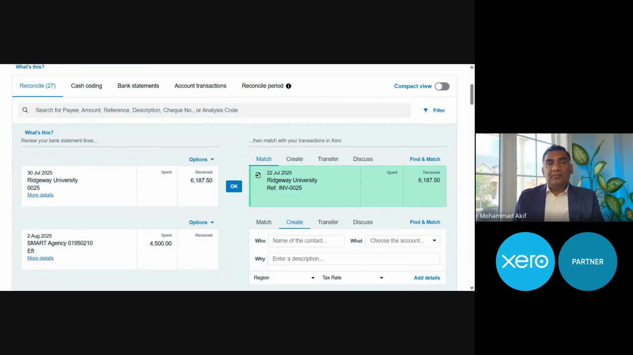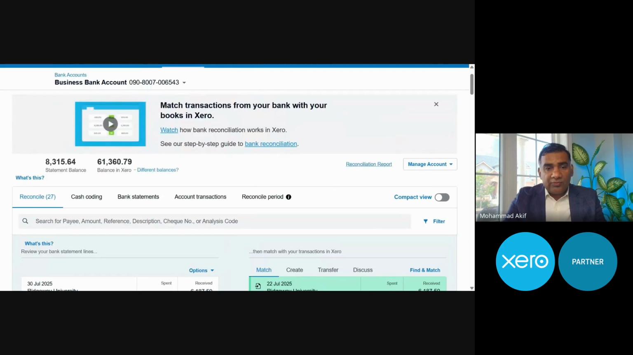Is the bank okay with Xero? What I mean by that is that the bank has all the transactions. Is it in Xero or not? That's number 1, right? So let's look at the bank account transactions here.